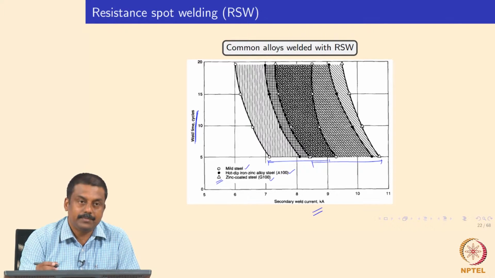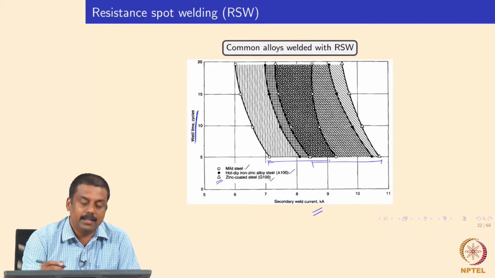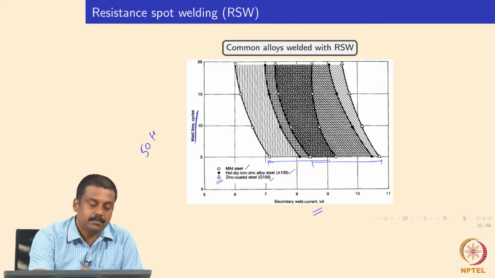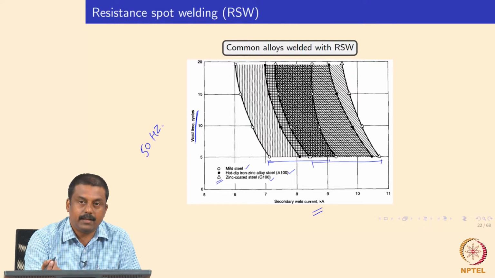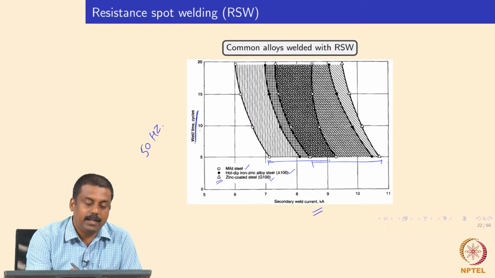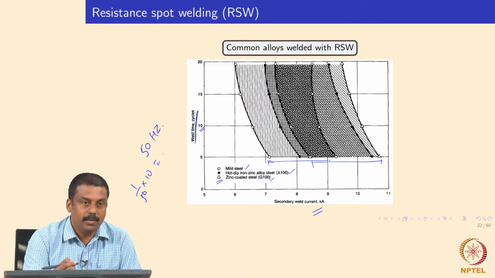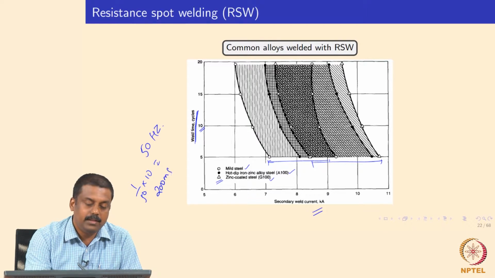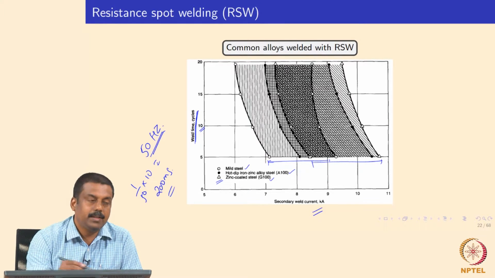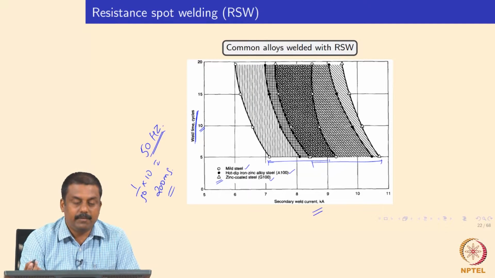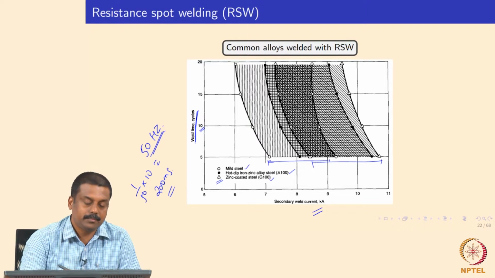The cycle here is the number of current cycles in alternating current. For example, if you have 50 hertz, you will have 50 cycles in a second. So if the weld time is 10 cycles, that means 1 by 50 times 10, so that will be 0.2 seconds, which is 200 milliseconds. That is your actual welding time. So generally we mention the welding time in cycles for a fixed frequency of the current we use. Generally if you use 50 hertz AC, then you mention 10 weld cycles.